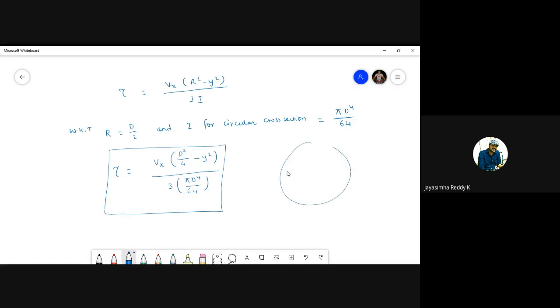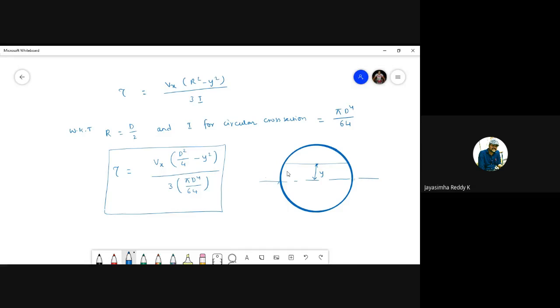See, students, if you consider a circular cross section like this, and this be the neutral axis, at any point if you want to find out, this will be the equation. So here Vx will be given. Vx is shear force, and d is nothing but the diameter of this circle considered. Y is the position of the point that we have considered from the neutral axis. So here y represents the position of the point from the neutral axis that we have considered.